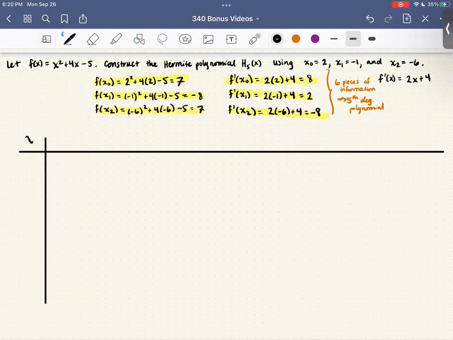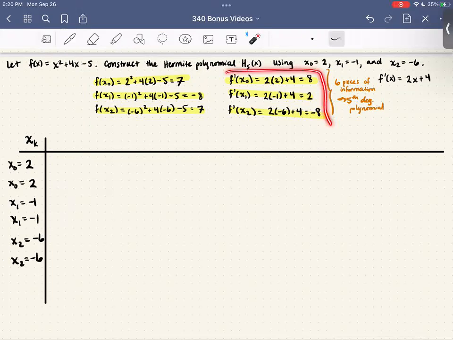I'm going to start by listing the nodes, x sub k or x sub i, whatever I was calling these in class. And I'm going to list them all twice. So I'm going to list x sub 0 twice, x sub 1 twice, and x sub 2, oh sorry, -6 twice. This is going to help us encode the derivative information into this table.